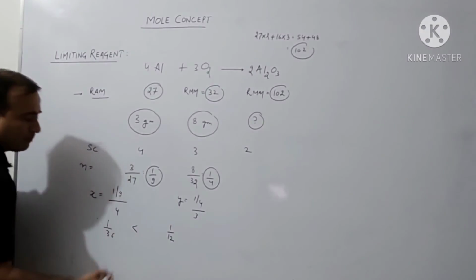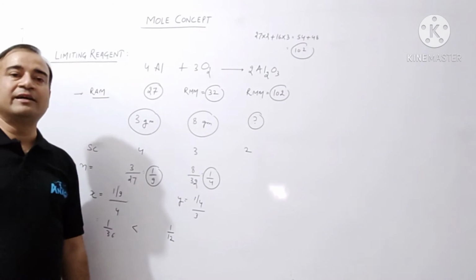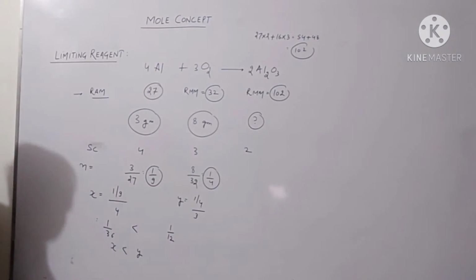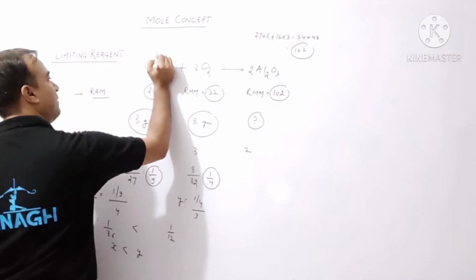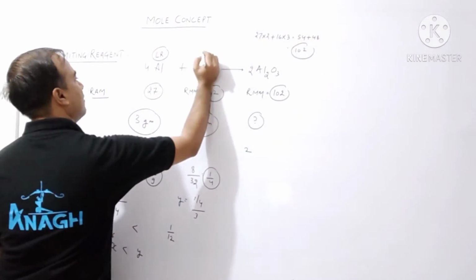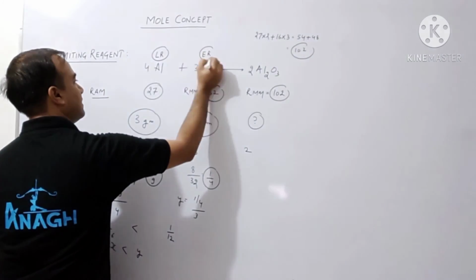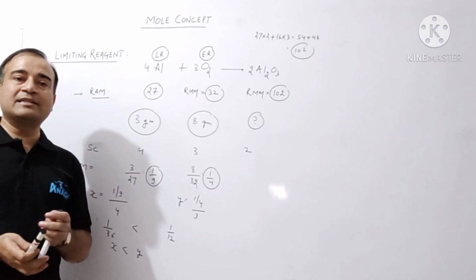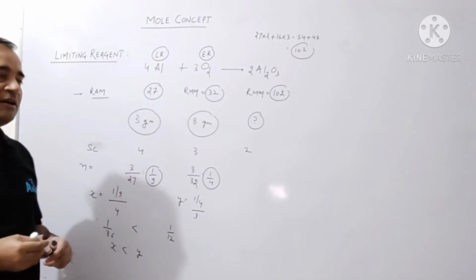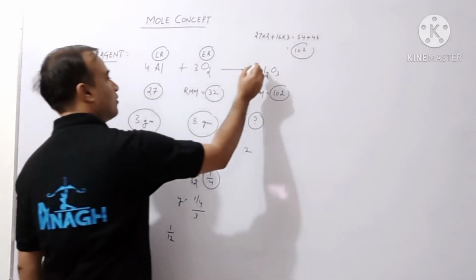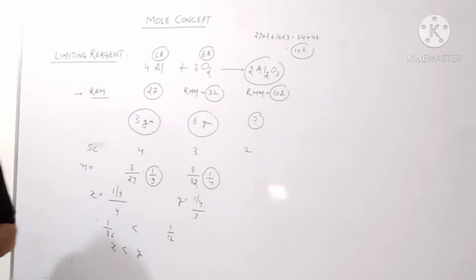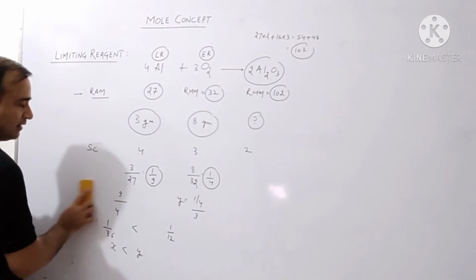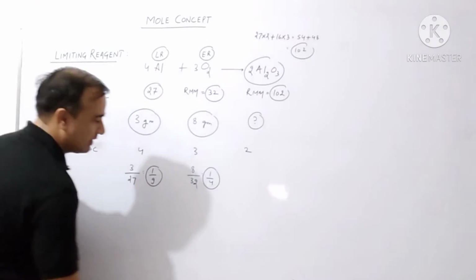As we know, 1/12 is greater than 1/36. It means x is lesser than y. So aluminium will be the limiting reagent and oxygen will be the excessive reagent. After getting the reagents as limiting and excessive, we are going to compare the amount of product formed. We have already decided which reagent is limiting and which reagent is excessive.